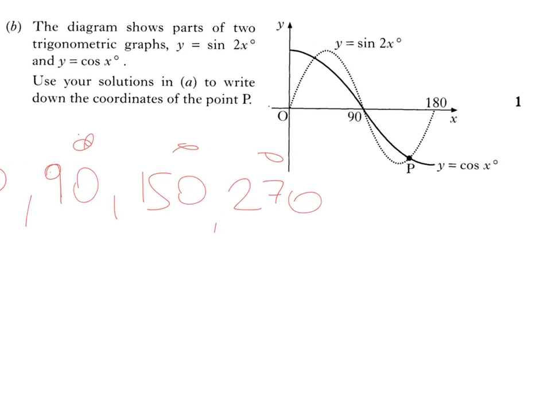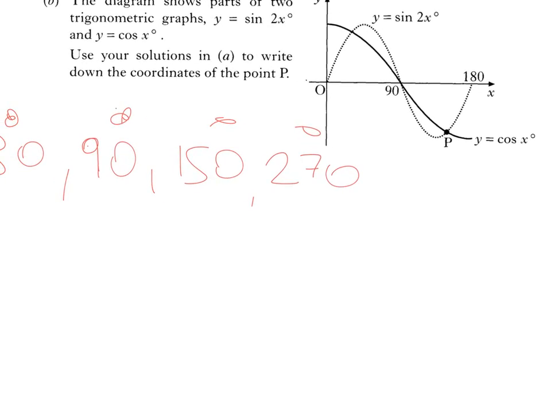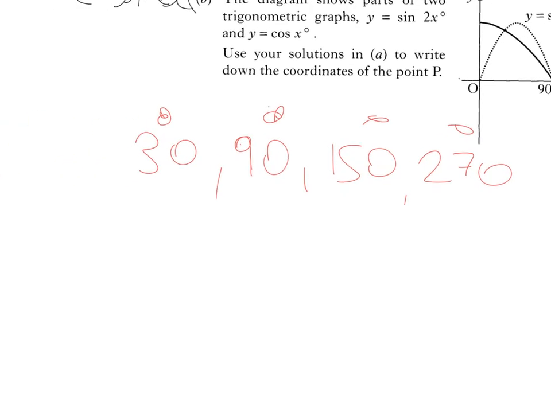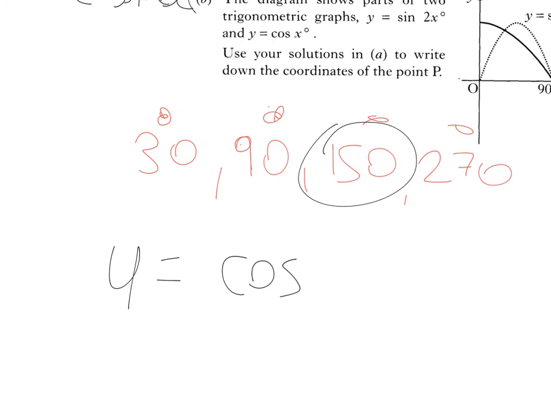If we look at the diagram, find the coordinates of P. Well, P we can clearly see as the third point of contact. So the third point of contact occurs when x equals 150. So to get the y coordinate, I just sub back into one of the equations for y. So the easiest one there is cos x, so it's going to be cos 150.